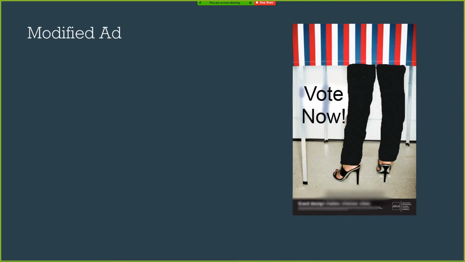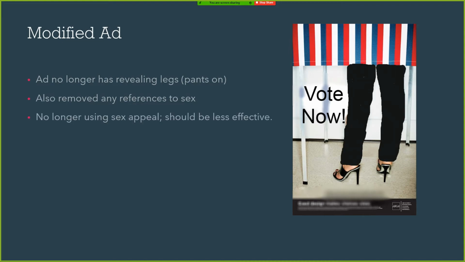Now, this is my modified ad. I put pants on the lady. Also removed all the somewhat, you know, sexualized messages. So now it just says vote now. Accordingly, it should be less effective now. It's not using any sex appeal at all.